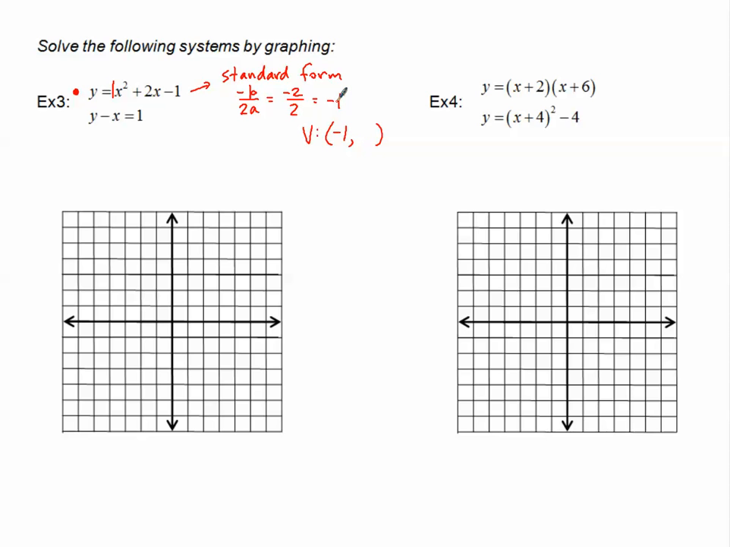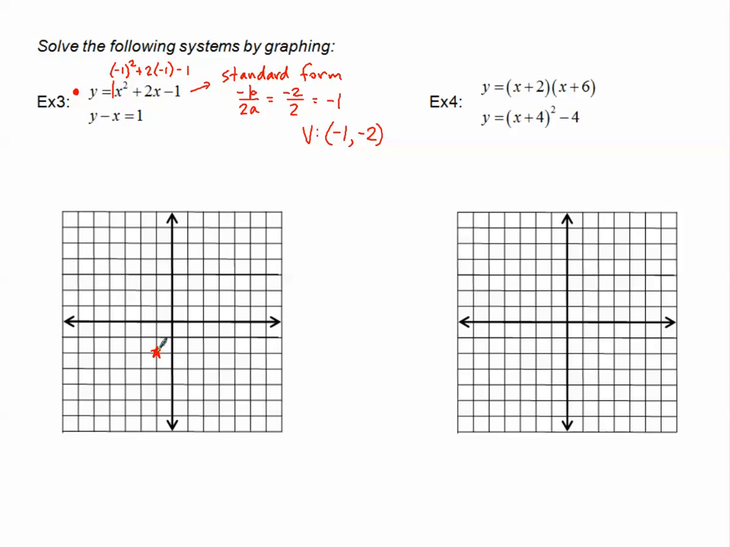Once I know what x is, I can plug that into our equation to find what y is. So this is negative 1 squared plus 2 times negative 1 minus 1. So negative 1 squared is 1. 1 plus negative 2 would give me negative 1. Minus 1 would now give me negative 2. So I have my vertex for this parabola. I'm going to go to negative 1, negative 2, and remember I like to put a little star at my starting point. The value of a is 1, and that will help me to find all of our other values.